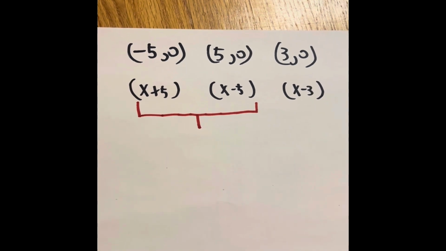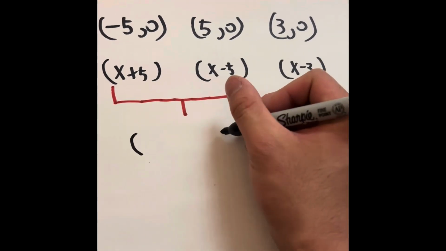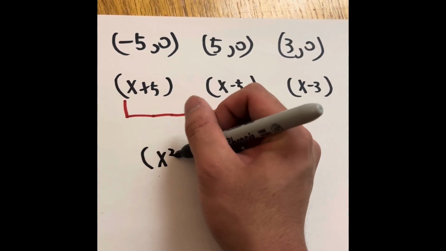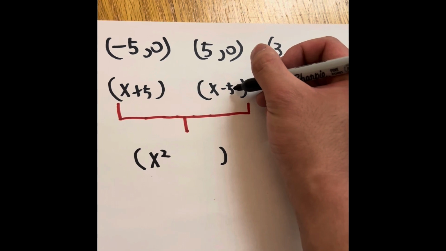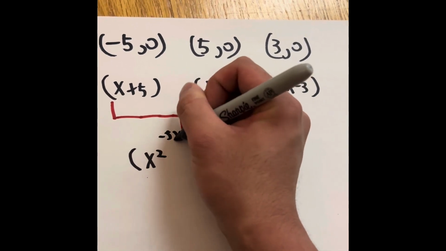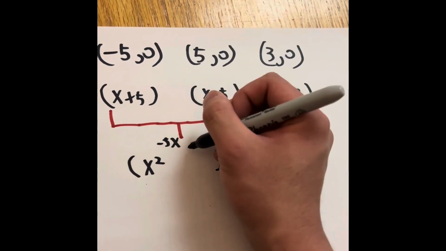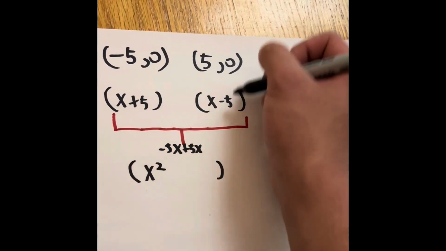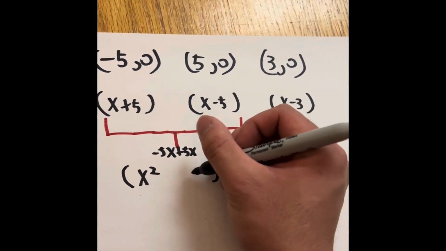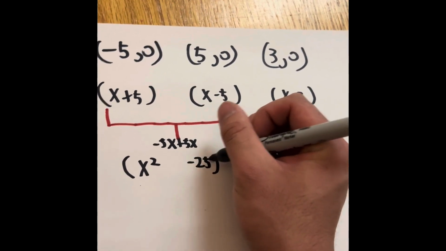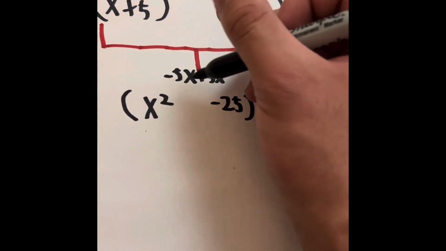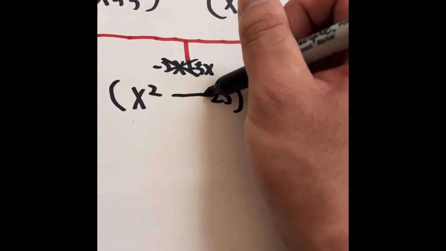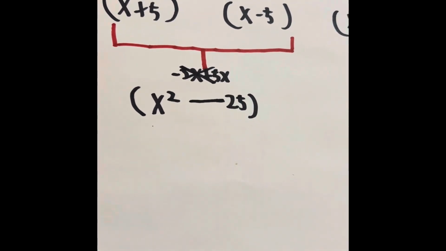Let's do the math. So we have x and x is x squared. X times negative 5 is negative 5x. 5 times x is going to be 5x positive. And 5 and negative 5 is going to be negative 25. Okay, so the x terms cancel out because we have a negative 5x and a 5x. So we get x squared minus 25. What about the next one?